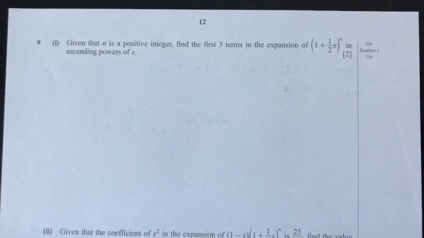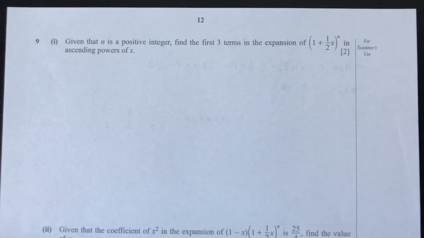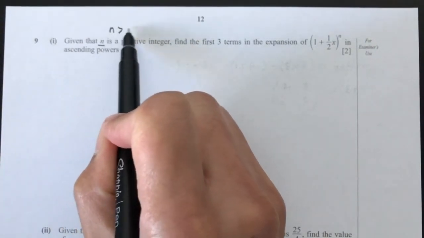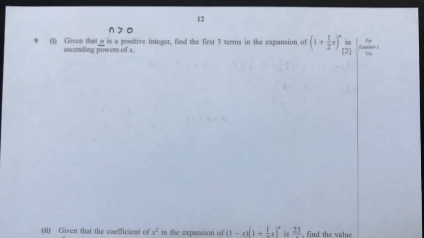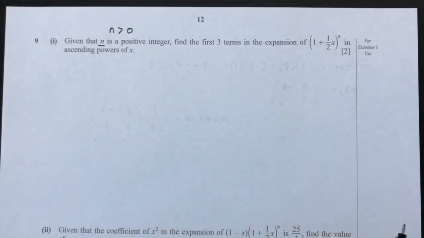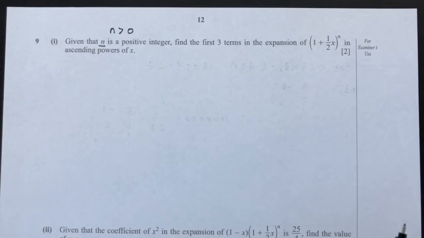Now let's move on to question number 9. So given that n is a positive integer, so that is good to know, and it has to be more than 0, find the first 3 terms of this expansion. So one by one, let's try to find the first 3 terms of the expansion.